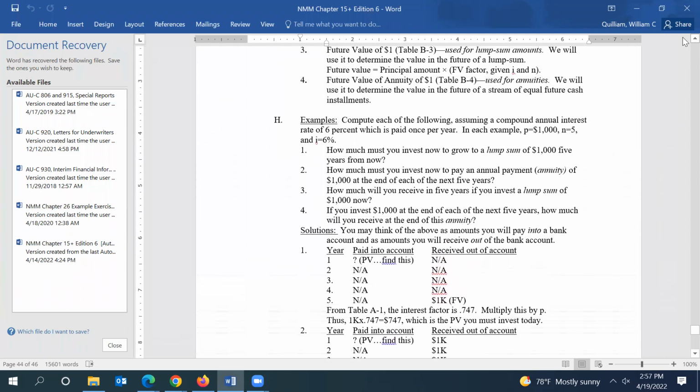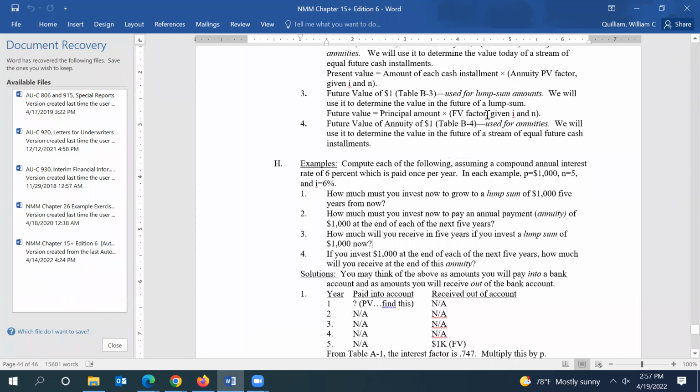Okay, as I come back to G, we've got one more. Future value of an annuity of $1. So we'll use this for annuities. We'll use it to determine the value in the future of a stream of equal cash payments. So instead of paying just $1,000 into that bank account today, we're going to pay $1,000 at the end of each of the next 5 years. How much will that total up to at the end?